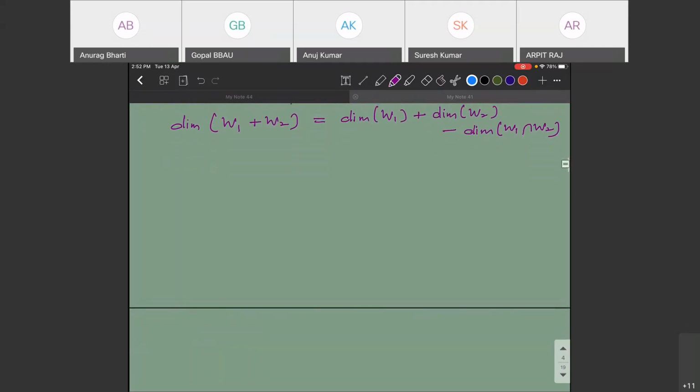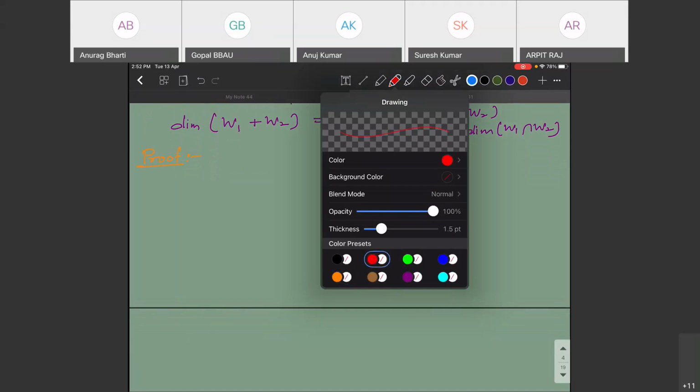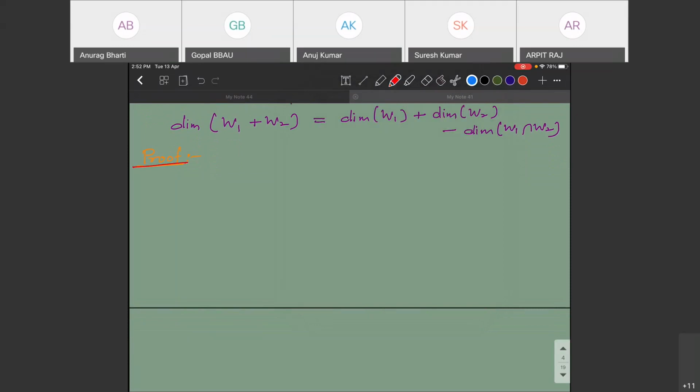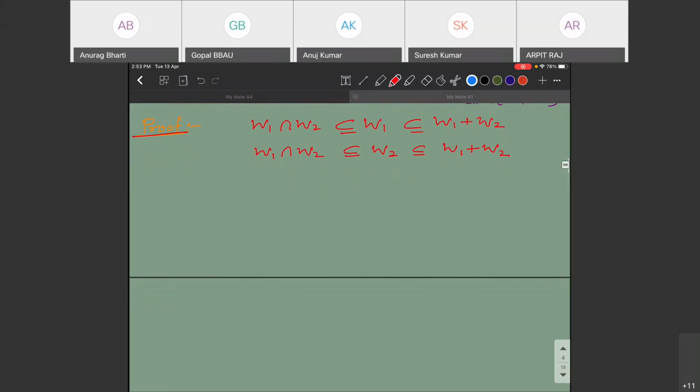Okay, let's prove this. Proof of this theorem. Clearly, W1 intersection W2 is a subspace of W1. Okay, this is clearly true. Correct. Now we start from here.